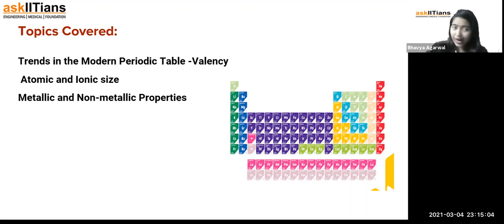So the varied trends present in the modern periodic table are valency, atomic and ionic size, metallic and non-metallic properties. These are not the complete topics, but the topics which we are going to discuss in today's lecture. So without wasting time, let's proceed. Now, this image in front of you is a very vague image of the periodic table, as we have already discussed in the last class. So we have a better table looking forward for you.